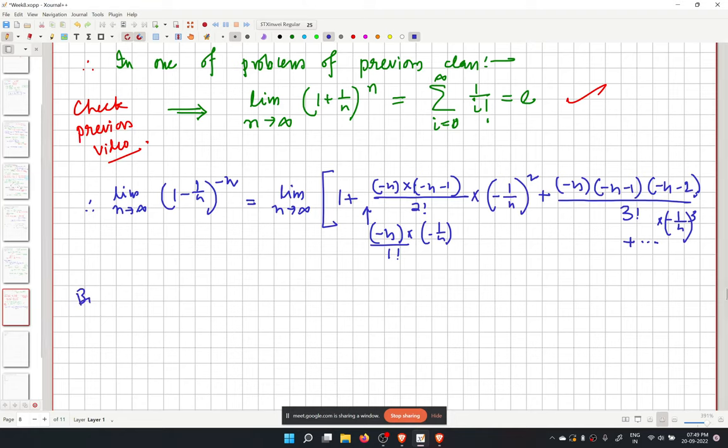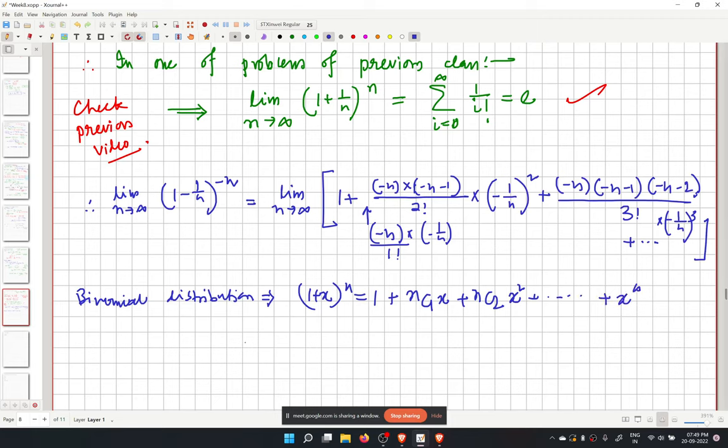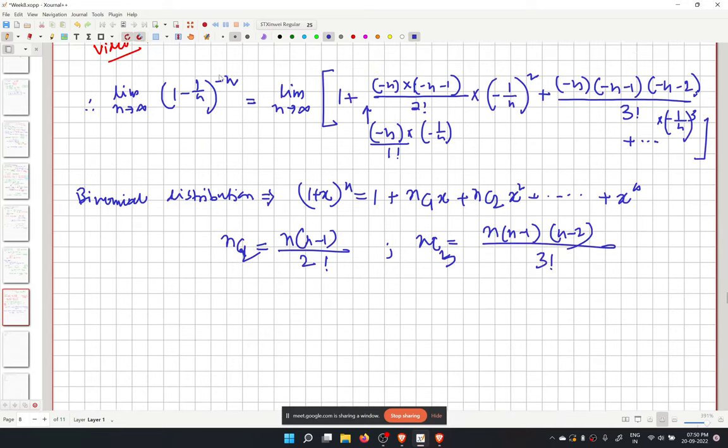So this is just the binomial expansion, which says (1 plus x) to the power n is equal to 1 plus nC1 x plus nC2 x square and so on up to x to the power n. So we can write nC1 as n, nC2 as n into n minus 1 by 2 factorial, and nC3 as n into n minus 1, n minus 2 by 3 factorial. And you will see here that the exponent is minus n. So the factorials are not defined.